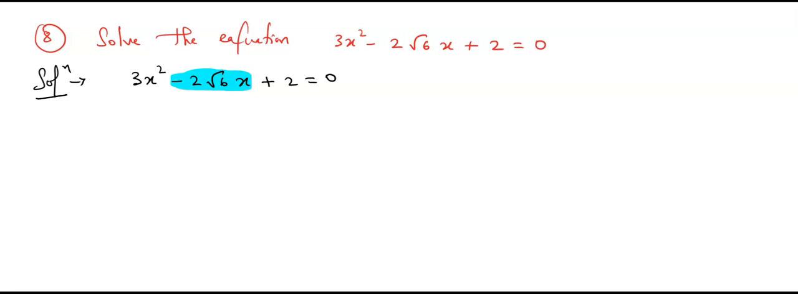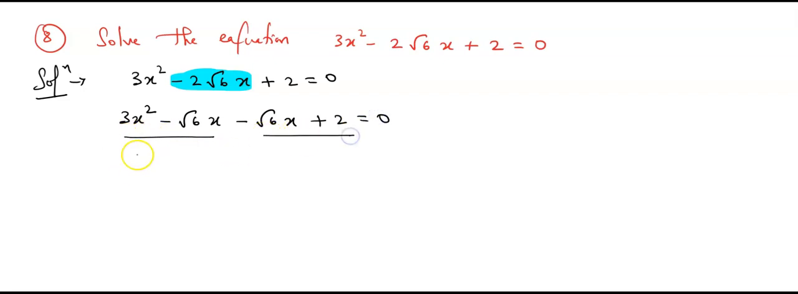Minus 1, minus 1, minus 1, minus 1. So shall we split in this form? That is 3x squared minus 1 root 6x, minus 1 root 6x, minus 1 is minus 2. So it will become minus 2 root 6 plus 2 is equal to 0. Now, I will make this one pair and this one pair.